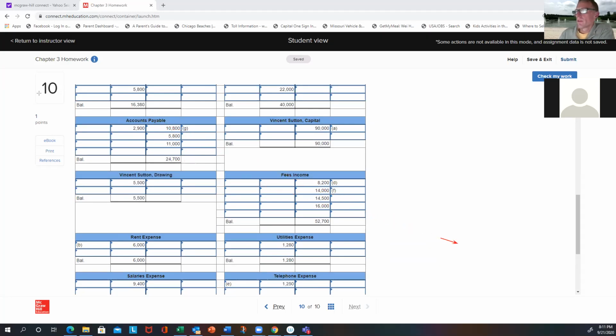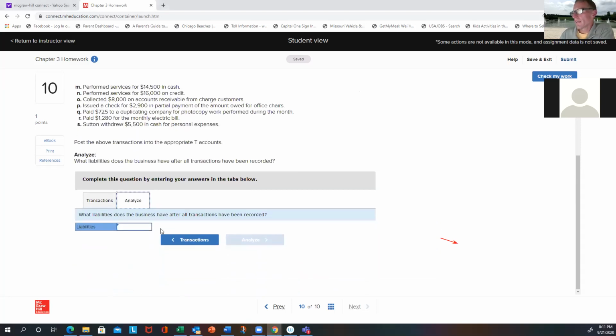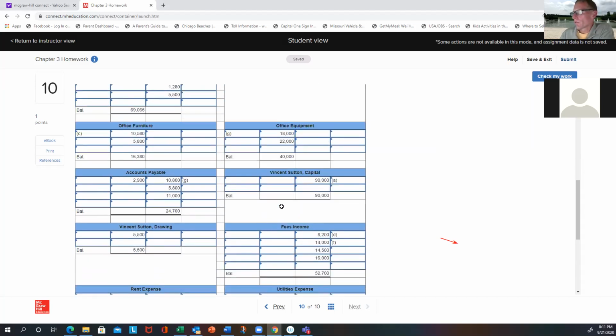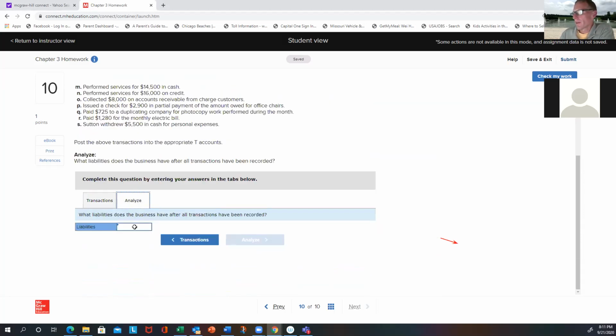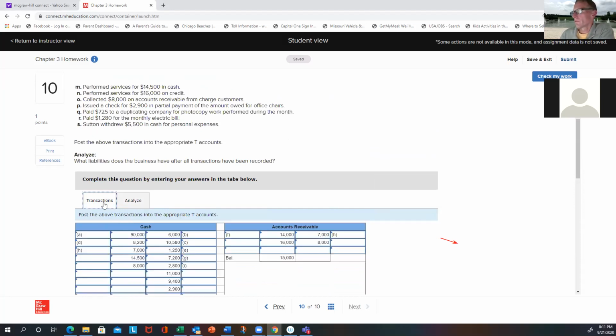So in this problem, when they ask us for analyze, it says, what liabilities does the business have after all the transactions have been recorded? You just go back and look at your accounts payable and say, well, $24,700. You plug this in right here. And then, of course, I'm not going to click check. I know that's the right answer, but that's basically how you have to do it.